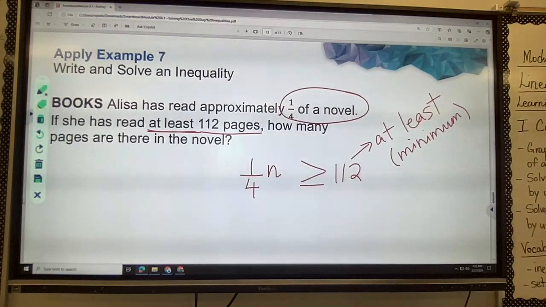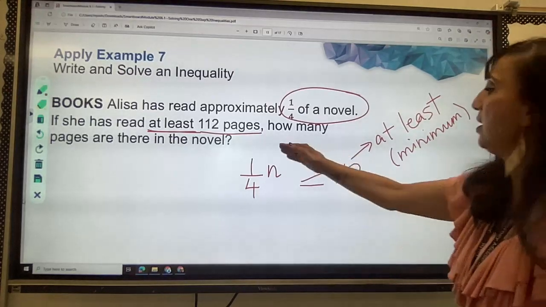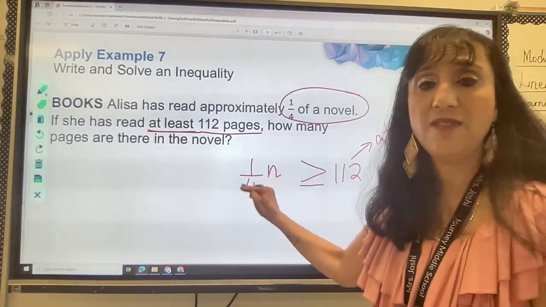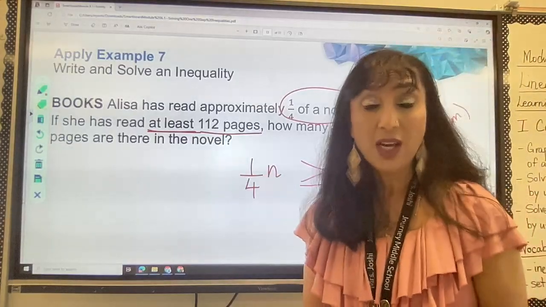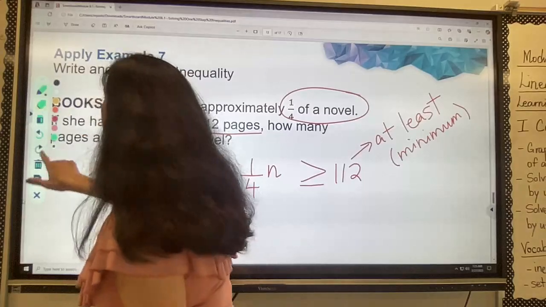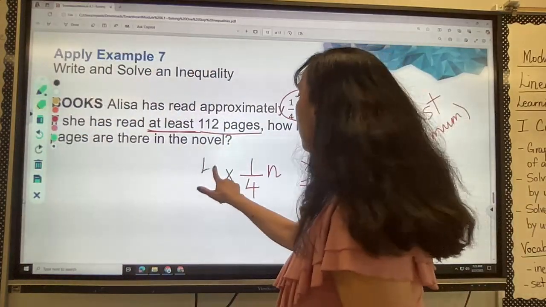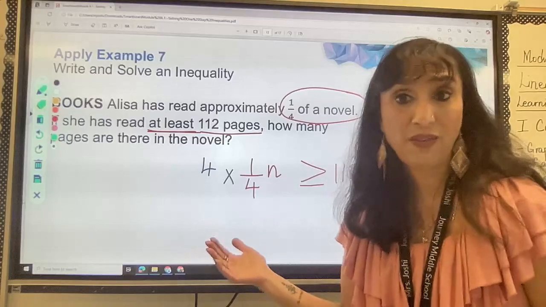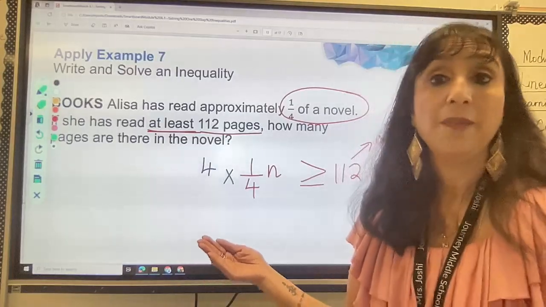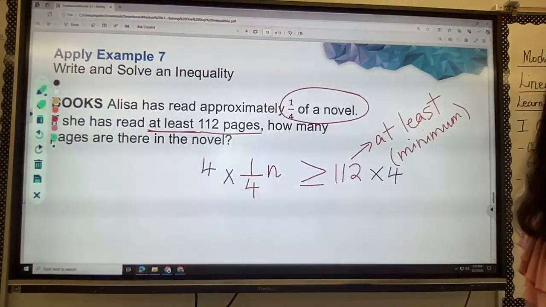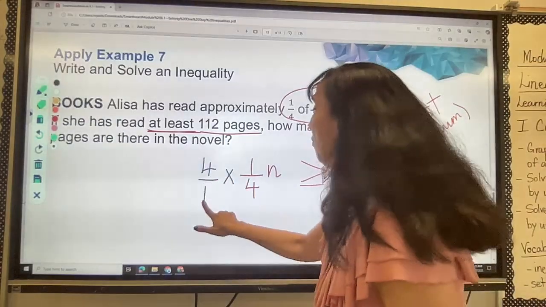Okay, so I can see that my coefficient is 1/4, or this is 1 divided by 4. And so what is the inverse of division? It's multiplication. So I am going to multiply both sides of the inequality by 4, because 1/4 means division, and the inverse of division is the multiplication property of inequality. So I am going to multiply both sides by 4, and this is 4/1.